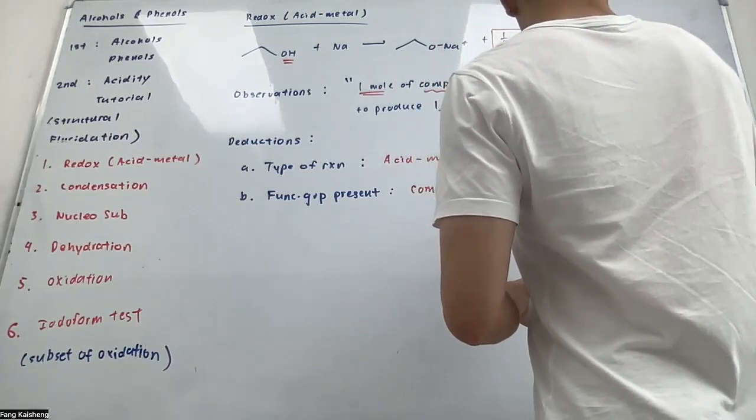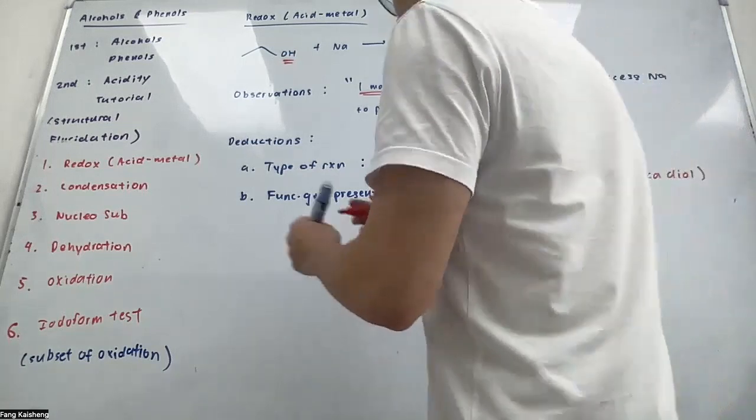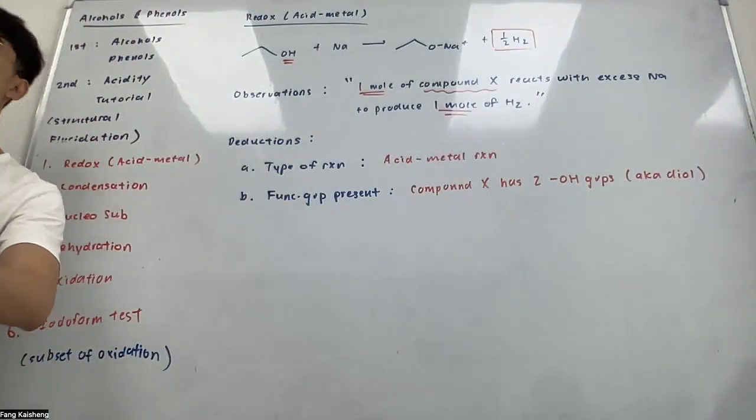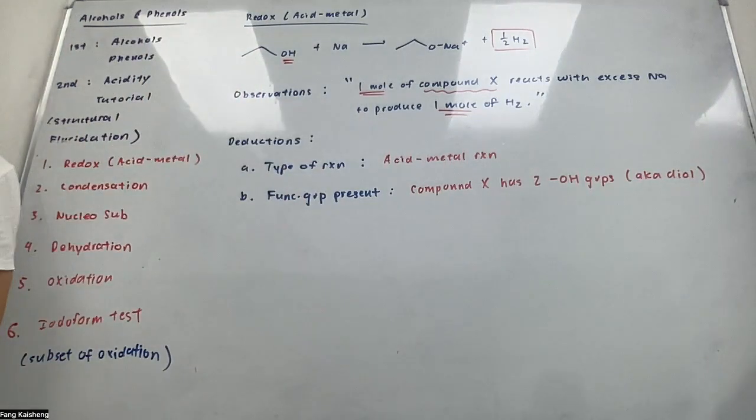It's also known as a diol. You can even tell me compound X is a diol. It's because this one guy has 2 OH groups. That's why you get 1 mole of hydrogen gas.